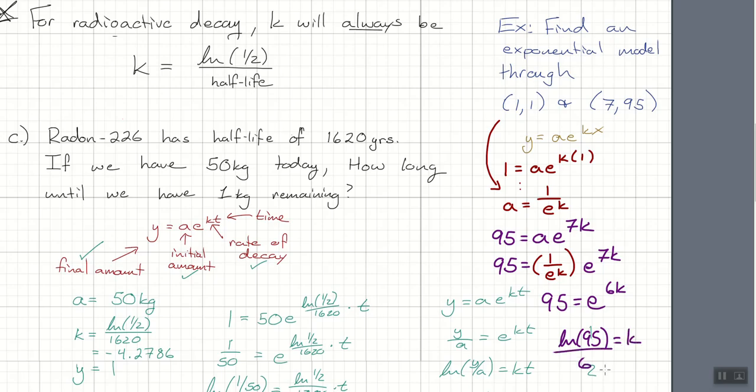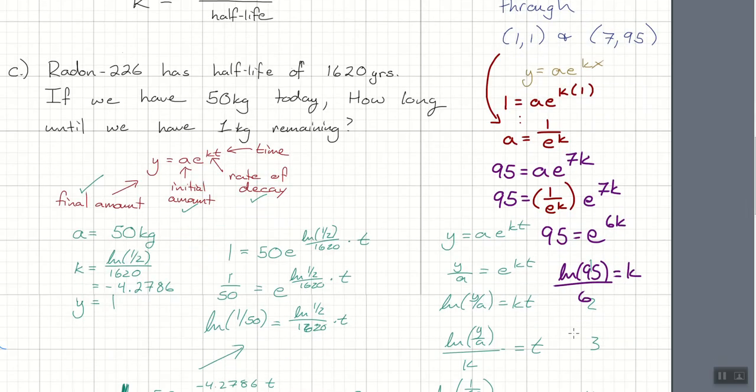Could I divide both sides by 6? You can get a value for k, right? I have no idea what it is. I just made up this problem. K is approximately 0.7589.